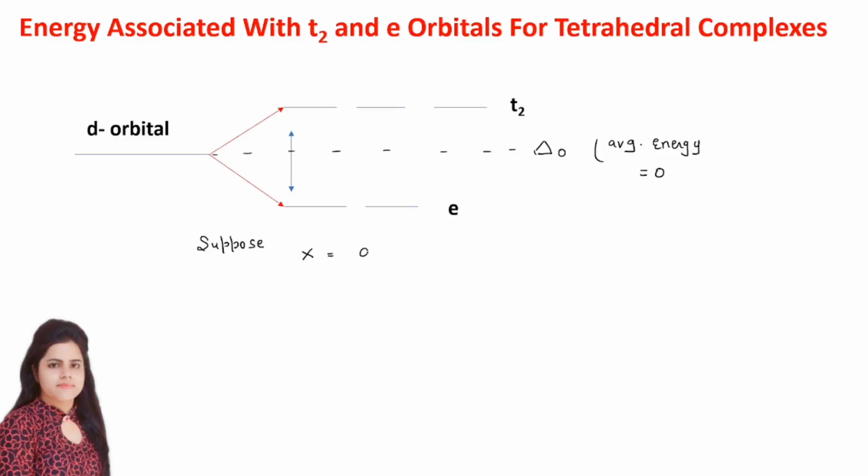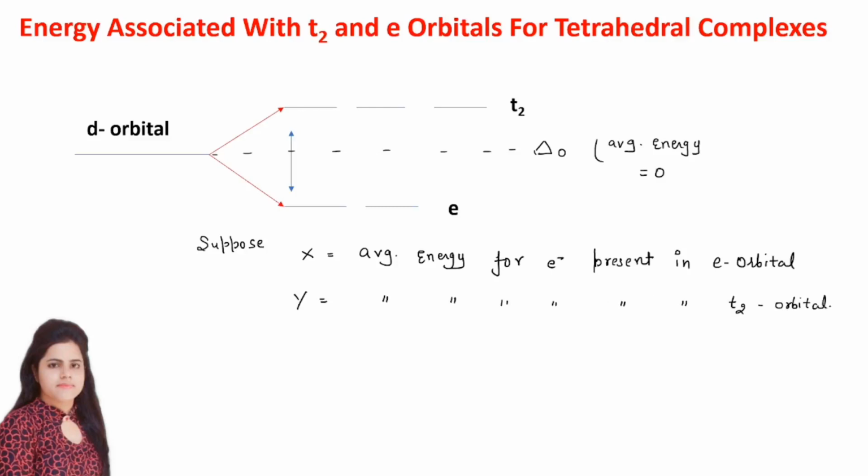X as average energy for electron present in E orbital and Y I will consider as average energy for electrons present in T2 orbital, right? X for E orbital and Y for T2 orbital.